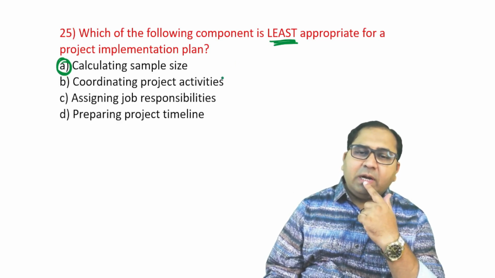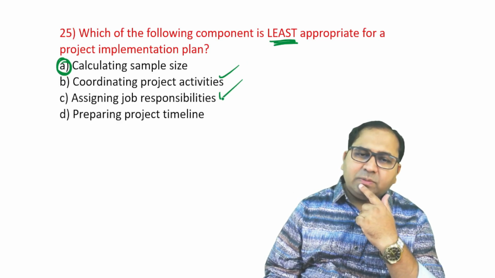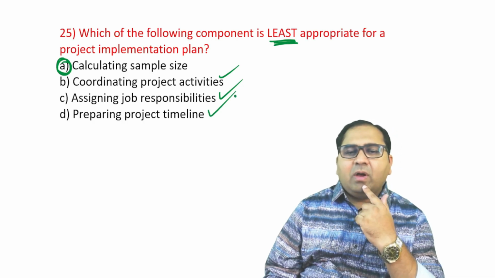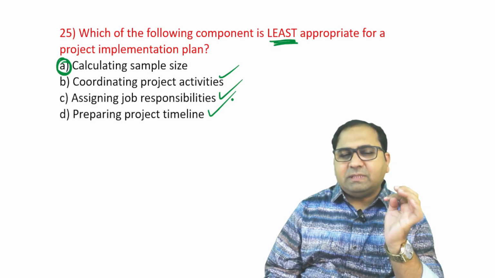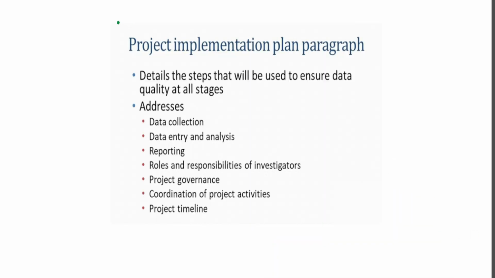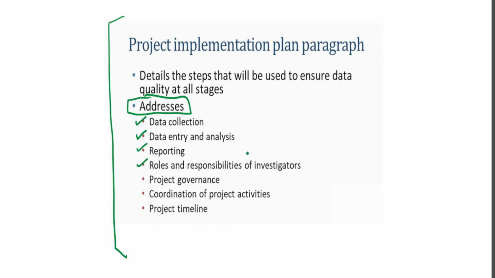Rest of the options, coordinating project activities, assigning job responsibilities, and preparing the project timeline, all are under the project implementation plan except the calculation of the sample size. See the information given regarding the project implementation plan. It addresses data collection, data entry and analysis, reporting, roles and responsibilities of the investigators, project governance, coordination of project activities, and project timeline.